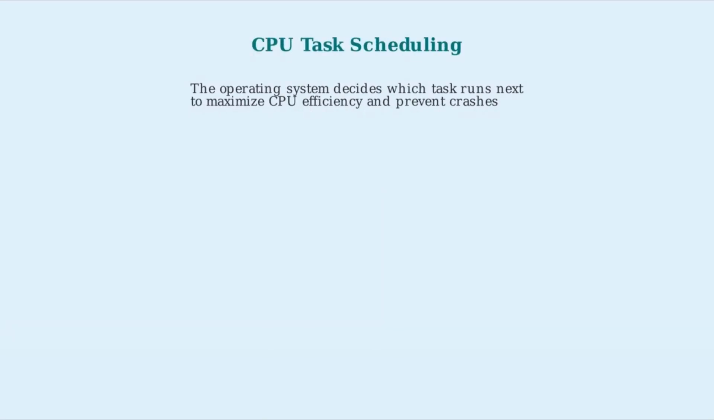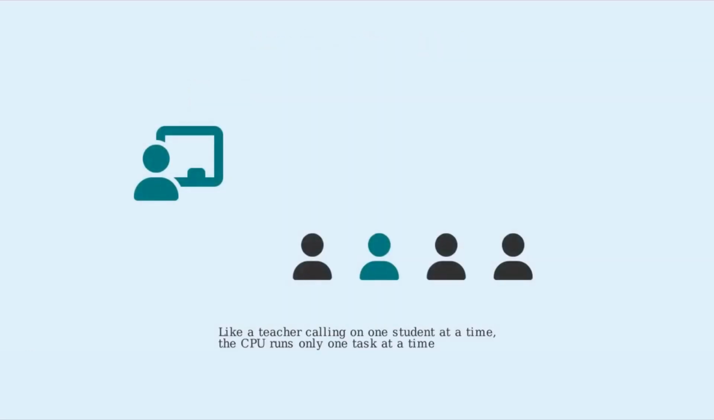CPU task scheduling is the fundamental process that determines which task gets to use the processor at any given moment. This critical operating system function ensures maximum CPU utilization while maintaining system stability. Think of CPU scheduling like a classroom where a teacher calls on students to answer questions. Just as only one student can speak at a time to avoid chaos, only one task can use the CPU at any moment to prevent system crashes.